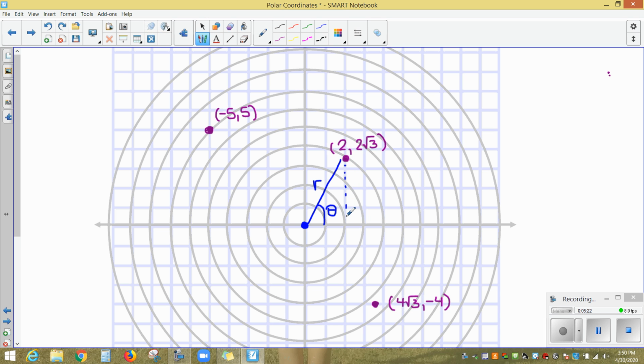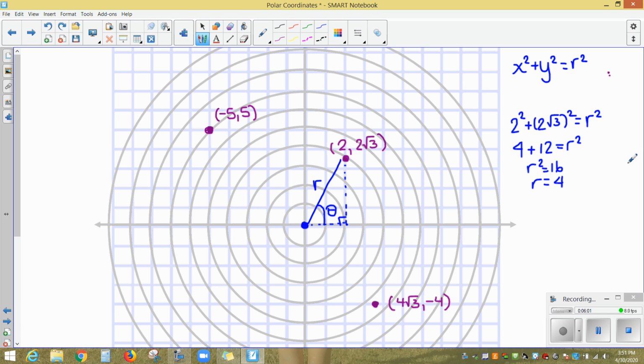Now, when we know the x-coordinates and the y-coordinates, what we're looking at is Pythagorean theorem. We say, well, I know that x squared plus y squared would be equal to r squared. So in our case, we would say 2 squared plus 2 square root of 3 squared equals r squared. 4 plus 4 times 3 is 12. r squared is 16. So r is going to be 4.